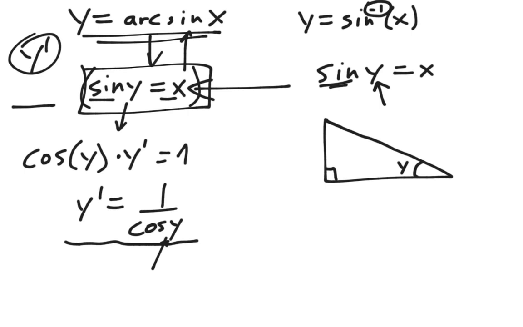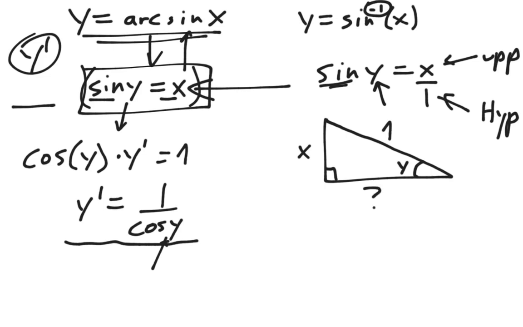Notice that I'm just making this triangle up as I go. Sine of y equals x, which technically is x over 1. And if you remember, sine is the opposite over the hypotenuse. Let's put those on our triangle then. Opposite is x, hypotenuse is 1. How do I find that third side? Let's Pythagorize it. So this side is the square root of 1 minus x squared, because I did 1 squared minus x squared and square rooted it.